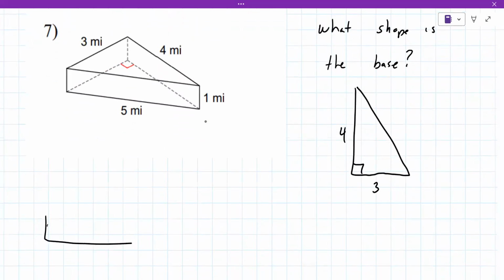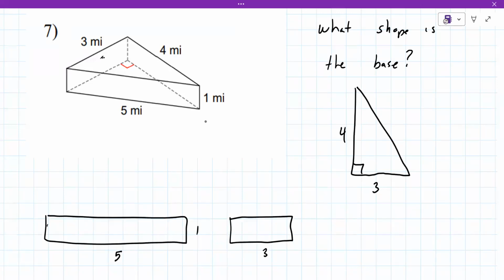It's that front rectangle, but notice there's only one of those. I'll label it 5 and 1. There's that one back left rectangle, 3 and 1, and then that one back right, 4 and 1, like that. So these represent the lateral area, but there's only one of each this time.